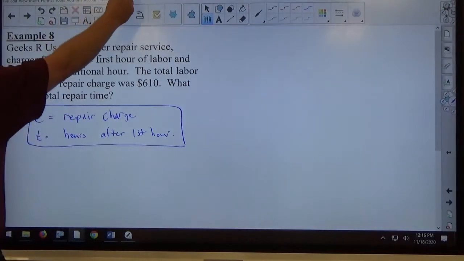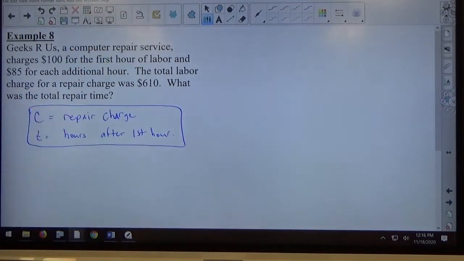I'm going to write an equation here, and that's kind of what's happening in this problem. That's how they're charging people, right? They have a flat fee for the first hour, and then every additional hour. So if they're there for 3 hours, the first hour happened and there were 2 additional hours, so T would equal 2 in that scenario. Does that make sense to everybody, how I'm setting this up?